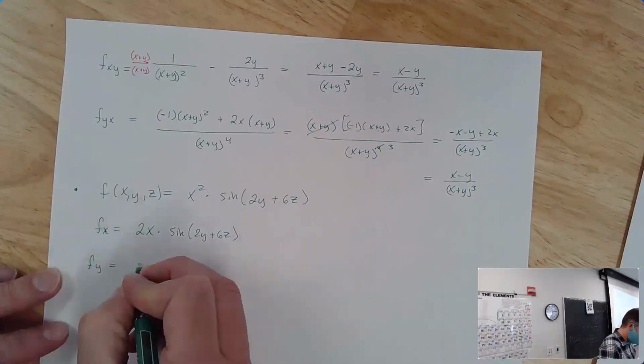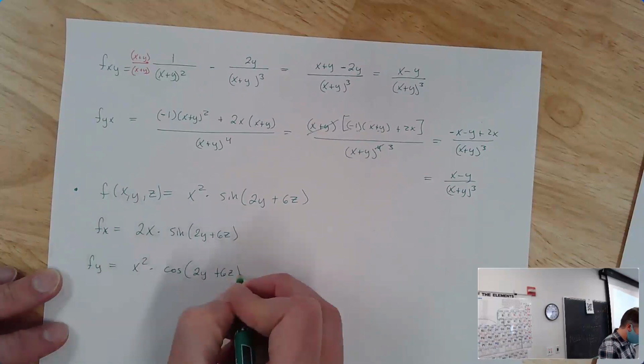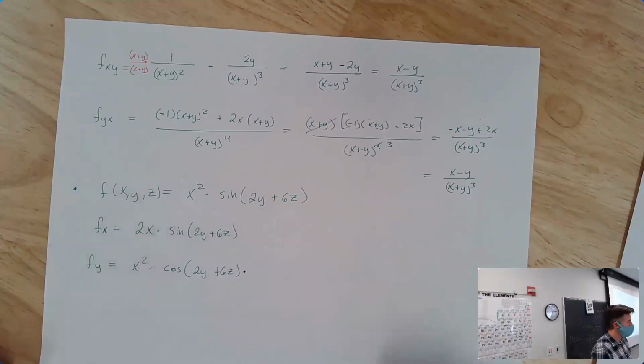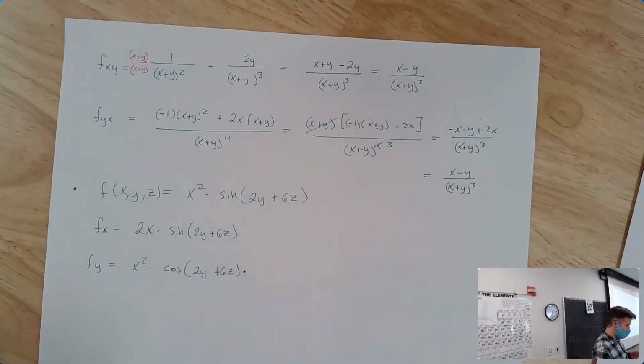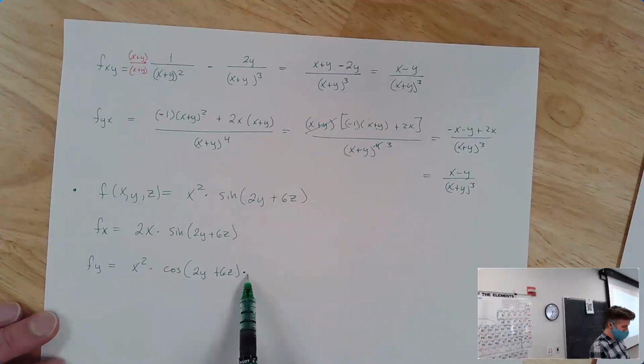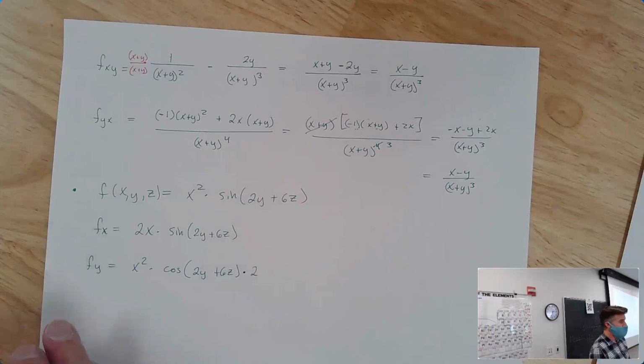Fy would be x squared times cosine of 2y plus 6z times what? What rule did I use? I use the chain rule, right? I'm taking the derivative of sine of some stuff. The derivative of sine is cosine, so the derivative of sine of some stuff is cosine of the stuff times the derivative of the stuff. But the stuff is 2y plus 6z, and we're differentiating with respect to y.